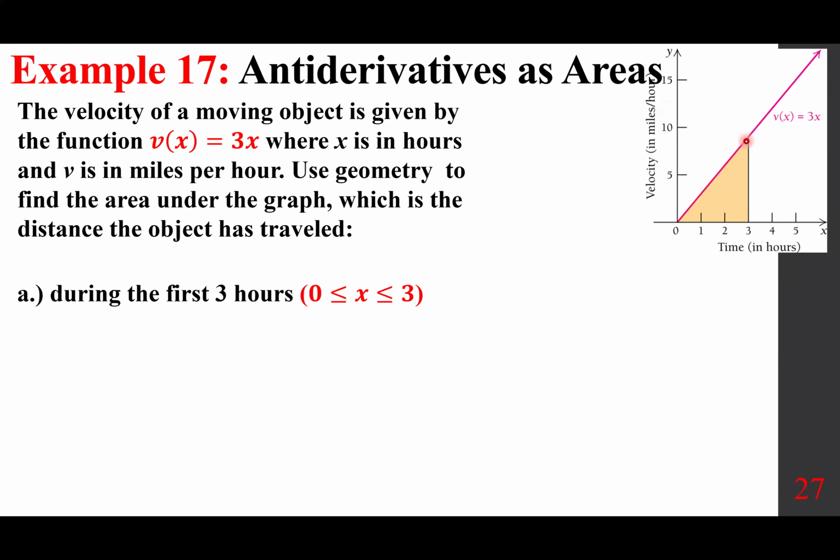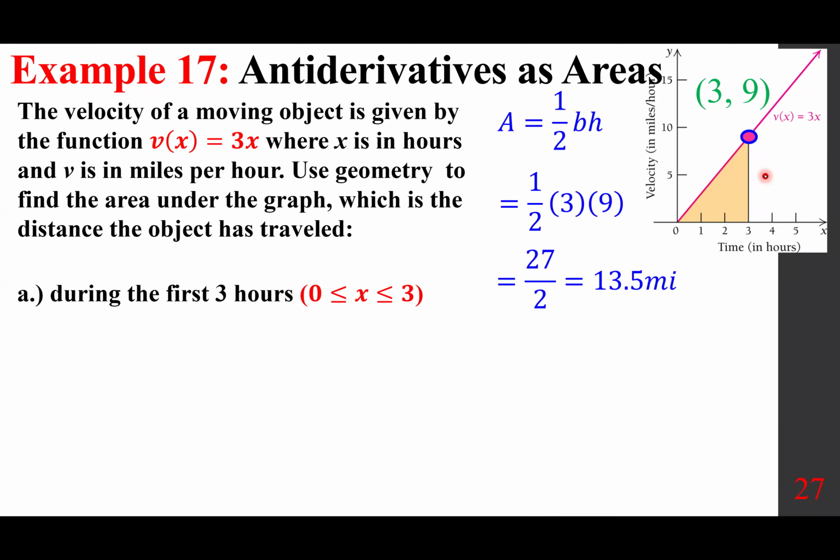So this point has coordinates 3, 3 times 3, 9. The area is 1/2 base times the height. So the base is 3, the height is 9. So 1/2 times 3 times 9, which is 27, divided by 2. So the distance is 13.5 miles.